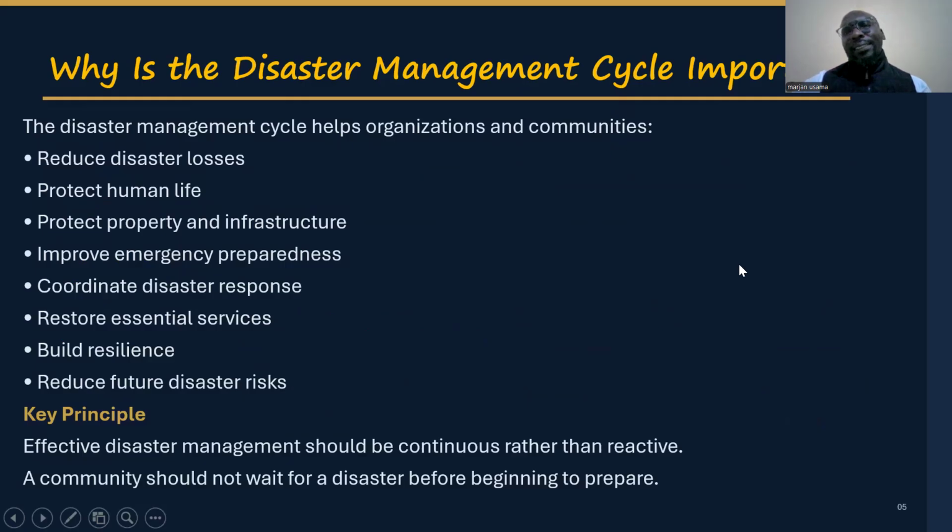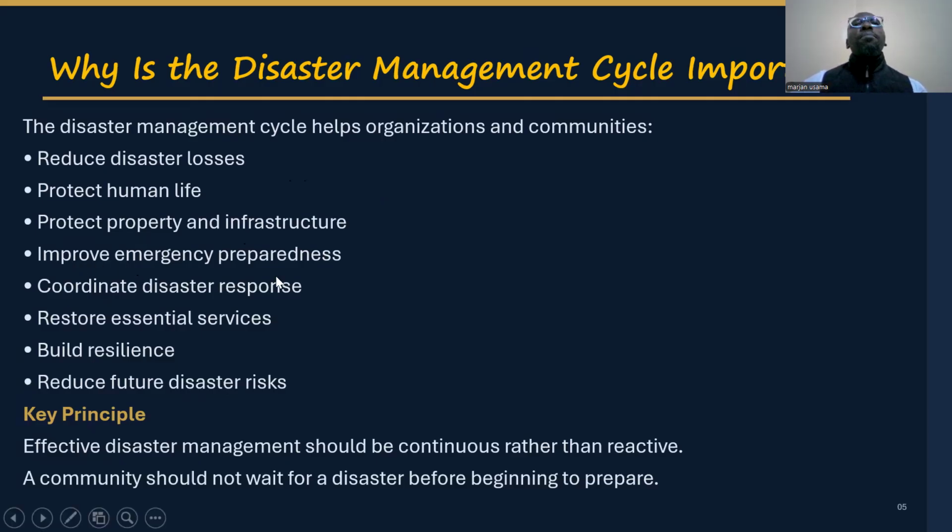Now, somebody can ask, why is the disaster management cycle important? Is it really important? Yes, the disaster management cycle is very important. Why? So number one, it reduces disaster losses. We saw in our first lecture, the disaster management cycle enables us to reduce the losses. Number two, to protect human life, such that during disasters, people don't die. Protect property and infrastructure. Also to protect houses, to protect our roads, to protect our bridges.